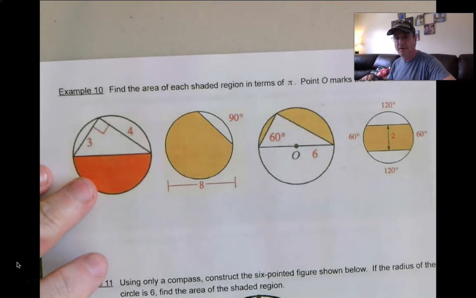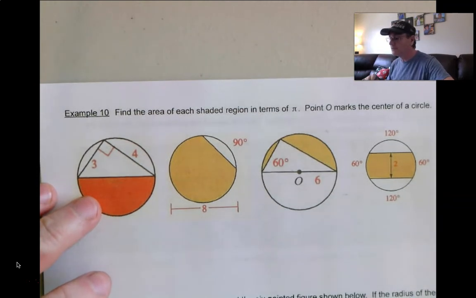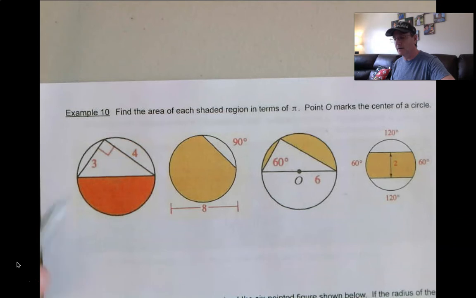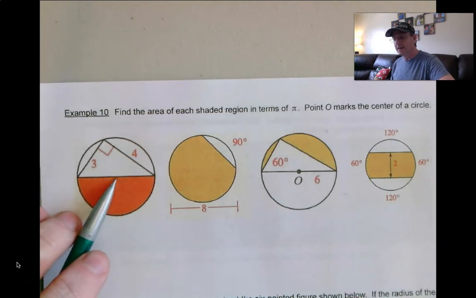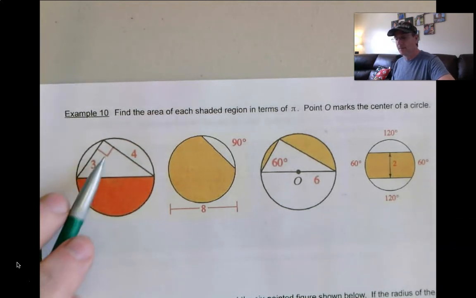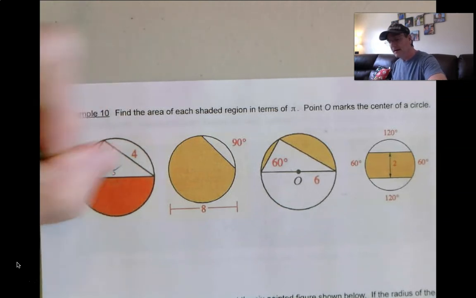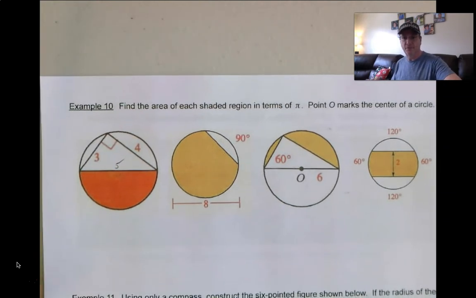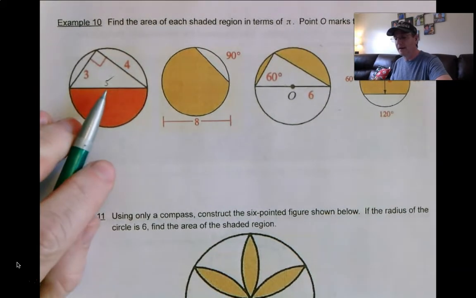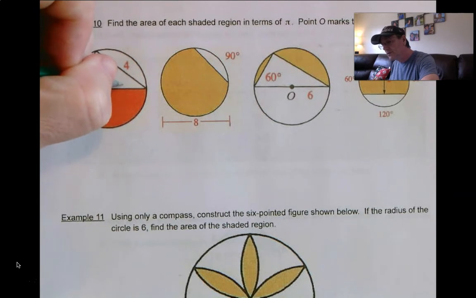Example 10. Find the area of each shaded region in terms of pi. Point O marks the center of the circle. I don't need the center of the circle because I know this has to be a diameter, since it's a right angle. The other thing I know is this is a 5, because of the Pythagorean triple 3, 4, 5. So the diameter is 5, making the radius 2.5.